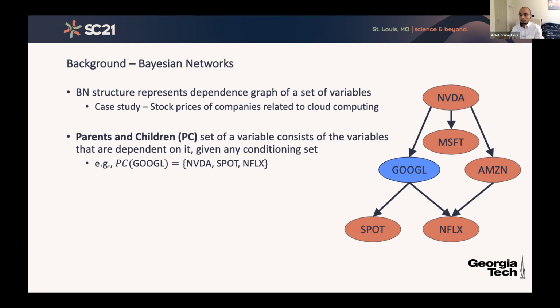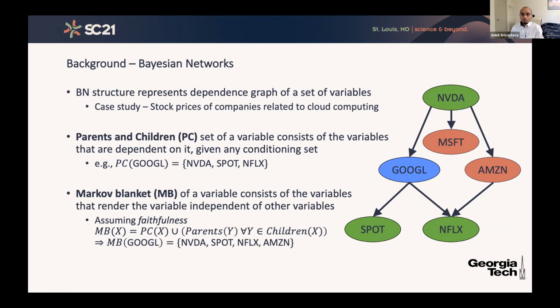So some terminology now: the parents and children set of a variable consists of the variables that are dependent on it given any conditioning set. In the DAG, it corresponds to the parents and children of a variable. So for example, for Google, highlighted in blue, NVIDIA is its parent, so it's in the parent and child set, and Spotify and Netflix are its children, so they are also in its PC set.